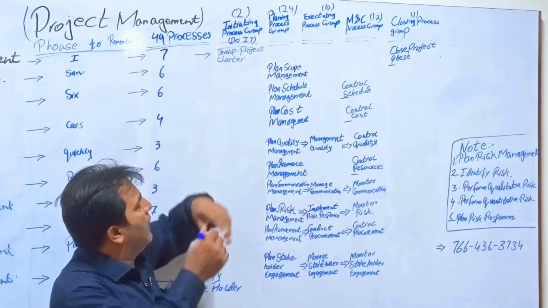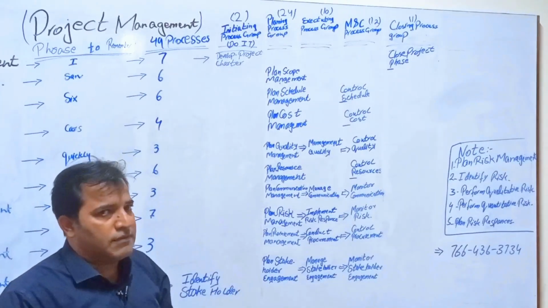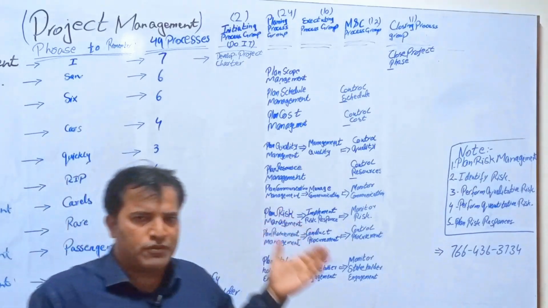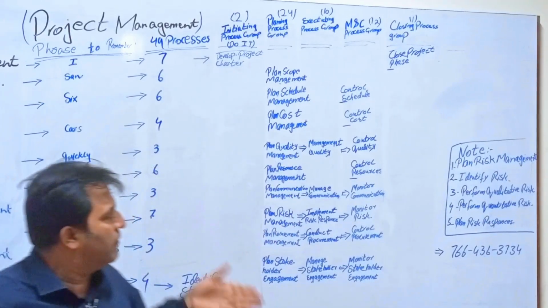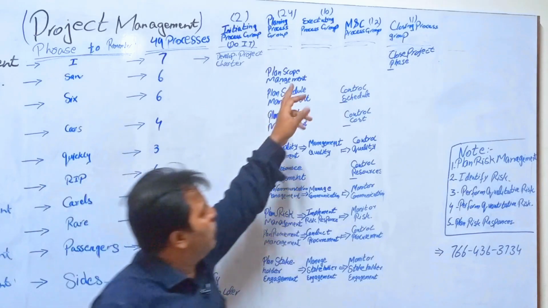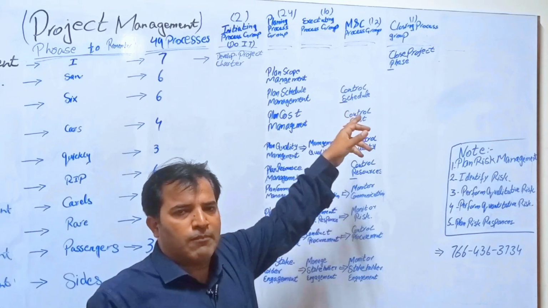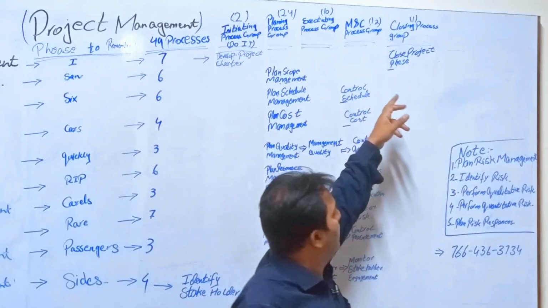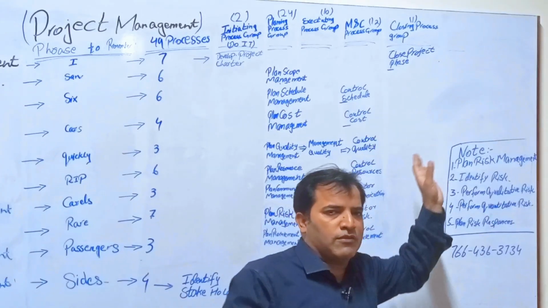The first one is the initiating process group. The second one is the planning process group. The third one is the executing process group. The fourth one is the monitoring and controlling process group. And the last one is the closing process group.